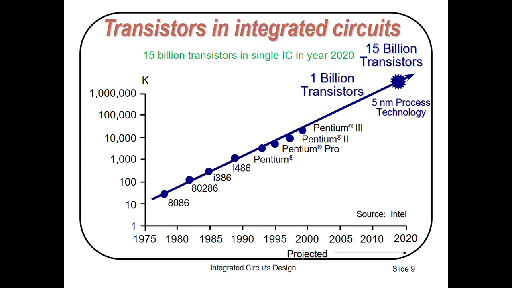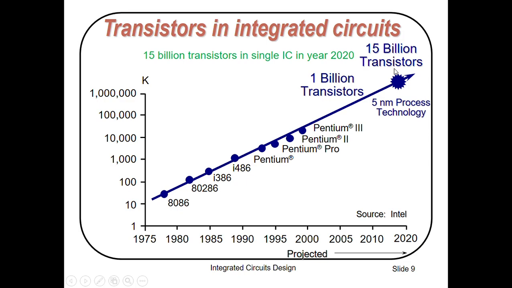Here you can see the relationship between the number of transistors and the number of years. If you see here, from the year 1975 to the year 2020, the number of transistors is continually increasing on semiconductor chips. In the year 2010 we were already having chips with billions of transistors, and in the year 2020 we are expecting a chip with 15 billion transistors.